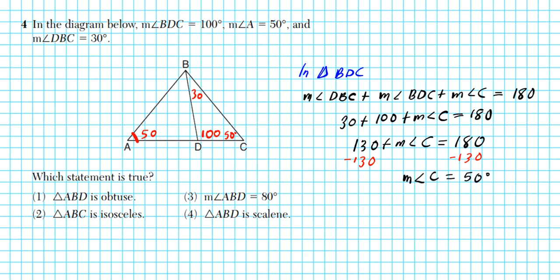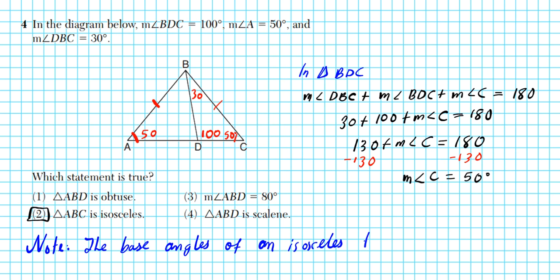So you notice that base angles are congruent for triangle ABC, which automatically means that triangle ABC is isosceles. So you want to note that the base angles of an isosceles triangle are congruent.